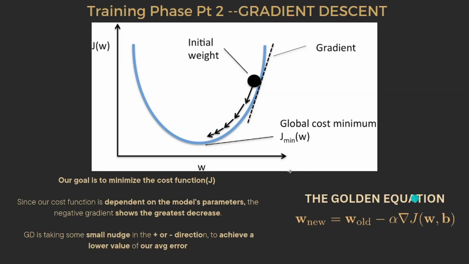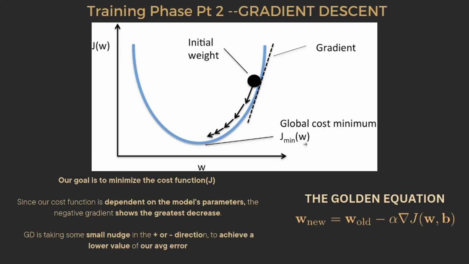Now the golden equation is we take our new parameter and we set it equal to our old parameter minus a little bit of the gradient. Now the gradient here is multiplied times some learning rate. The learning rate is a decimal number, and it basically makes it so we take smaller steps. The whole idea of gradient descent is it uses the power of calculus to minimize a function. That's what gradient descent is.